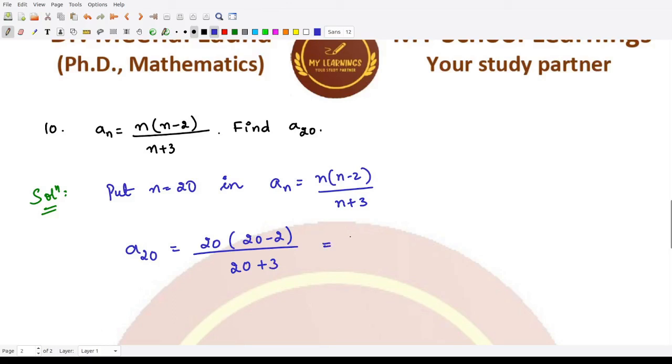So let's simplify this to have our answer. We would have here the value 20 minus 2 is 18 and we have 23 here. So we can further simplify it, right? So let's do that. So here you see the answer is 360 divided by 23. Because they do not cancel out each other, we cannot write it in a lower form. It is already in the lowest form, so this is our answer.